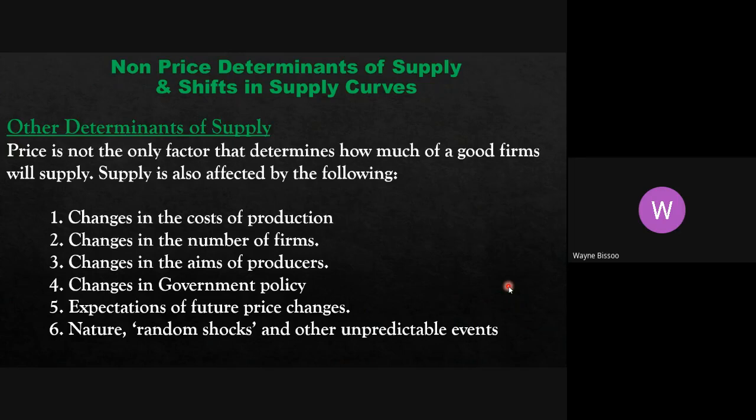So, for example, COVID is an unpredictable event or a random shock that would cause supply to be interfered with. COVID caused a big problem with supply chain management. Suppliers cut back on output because people weren't demanding, or the infrastructure broke down as a result of the COVID restrictions and closure of borders. So goods and services weren't being produced.